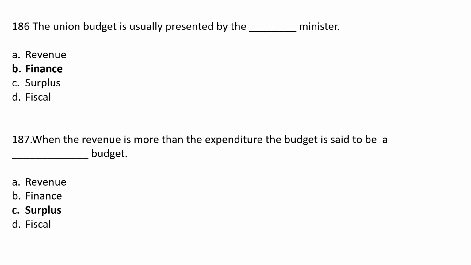When the revenue is more than the expenditure, the budget is said to be dash budget. Option A revenue, option B finance, option C surplus, option D fiscal. The correct answer is option C surplus. When the revenue is more than the expenditure, the budget is said to be surplus budget.